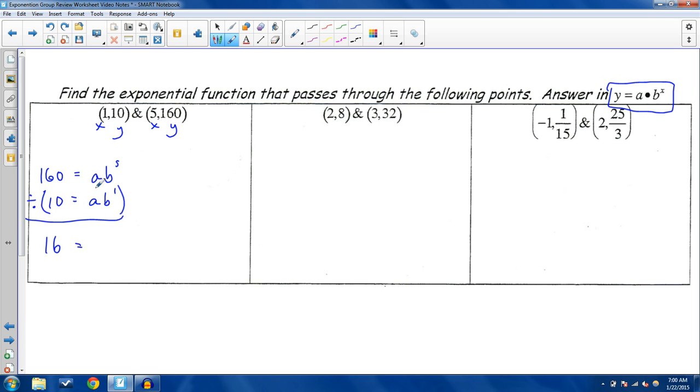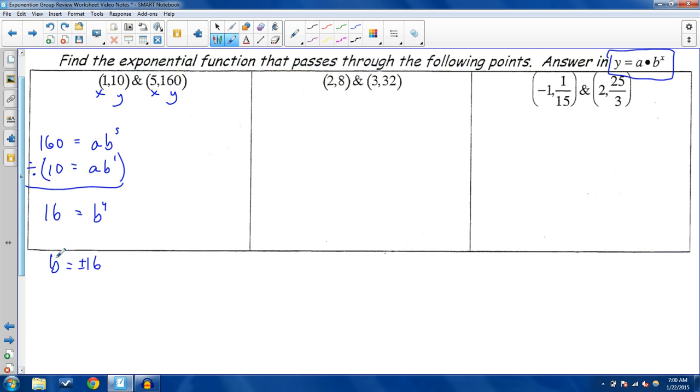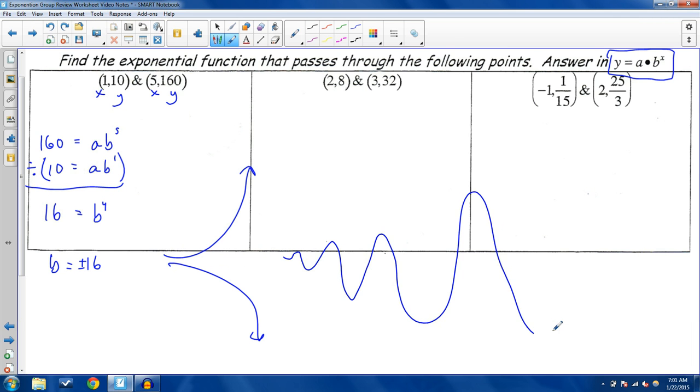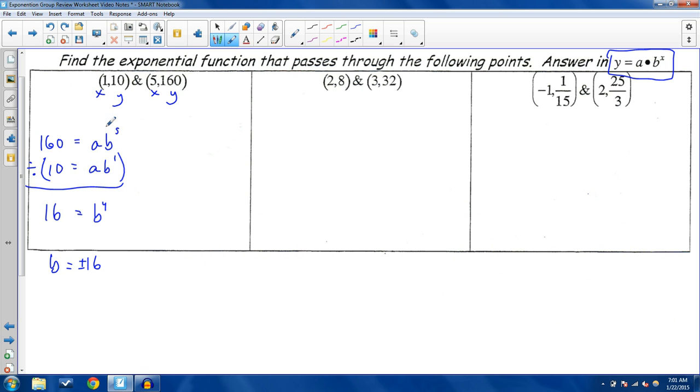I get 16. A divided by a is 1. B to the fifth divided by b to the first is b to the fourth. B to the fourth is 16, therefore b equals plus or minus 16. However, you have perhaps recognized we have not looked at any negative b values. If you did that, which we will run into later this semester, you will get what I'm going to call oscillating divergence. Instead of your graph doing something like this or this, it would do something like this and keep going bigger and farther away. That is not exponential growth in the sense that we're looking for.